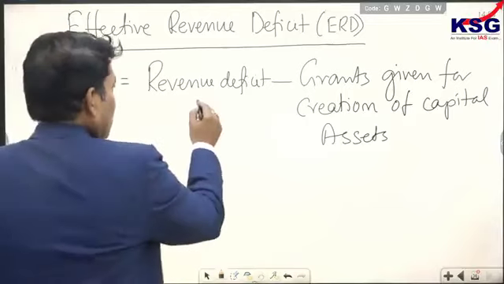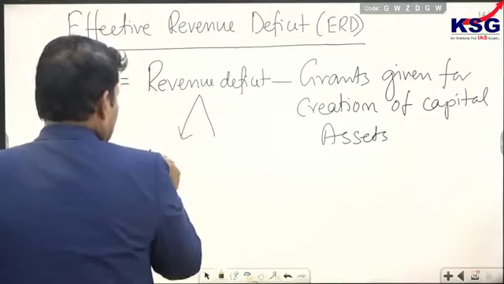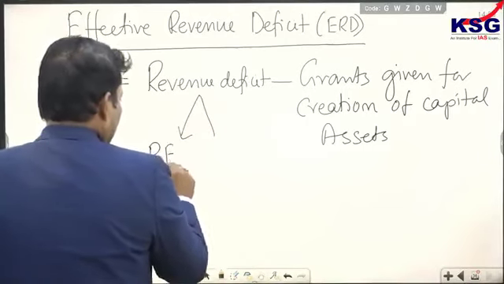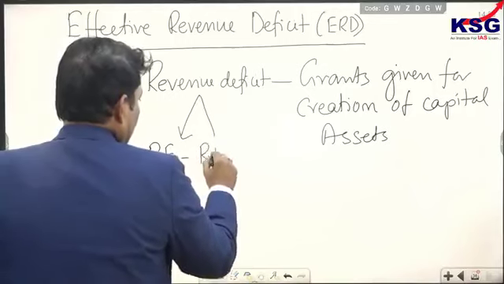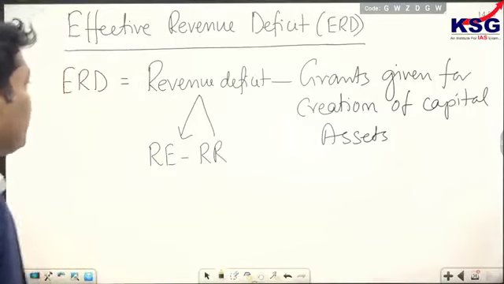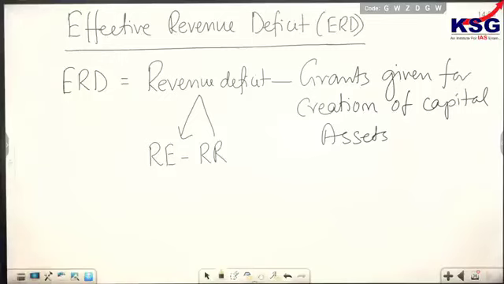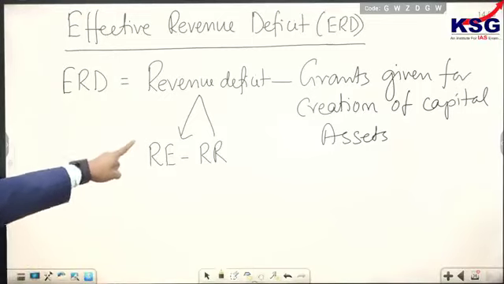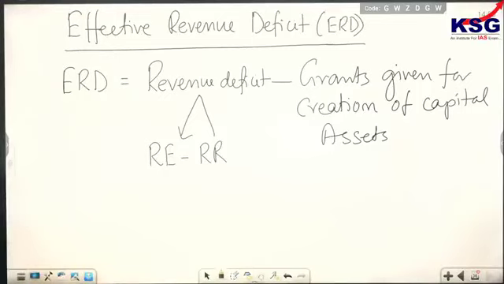Revenue deficit is what? It is RE, revenue expenditure, minus revenue receipts. Remember, that is the meaning of revenue deficit. In revenue expenditure, we have already included the grants. You go back to your class notes.